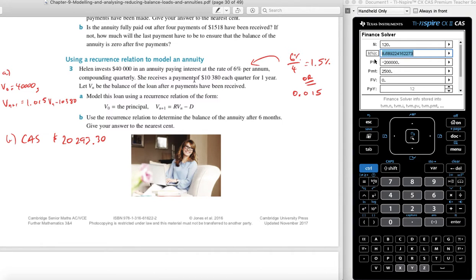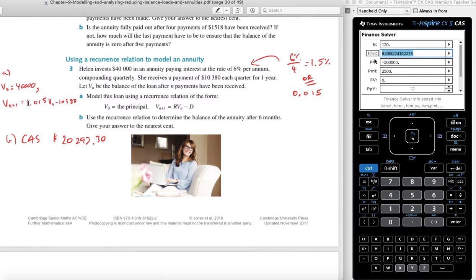So that's the decimal version of that interest. She receives a payment of $10,380 each quarter for 1 year. Let V_n be the balance of the loan after n payments have been received. So model it in this form: V0, which is the principal, $40,000. It's already written here for us.